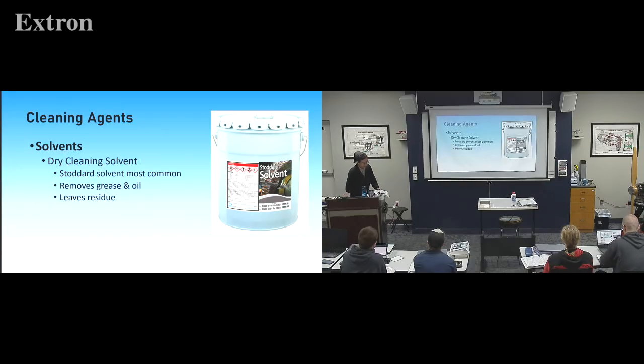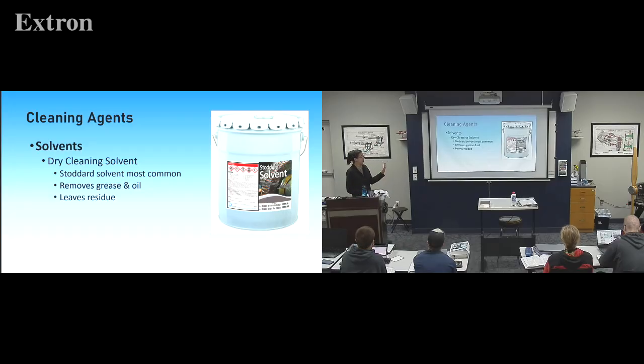So, some types of solvents, again, we're not going to cover nearly all of them, but there is a dry cleaning solvent, so no water, just this solvent. It is petroleum based, and of dry cleaning solvents, Stoddard solvent, your book says, is the most common. It removes grease and oil, however, it does leave its own residue.